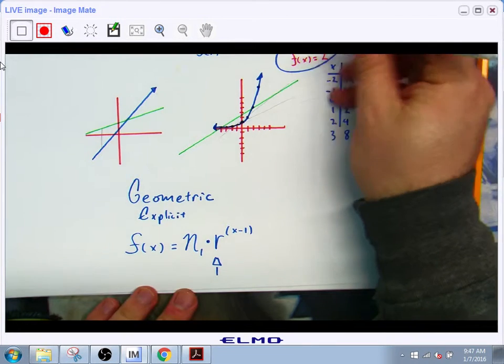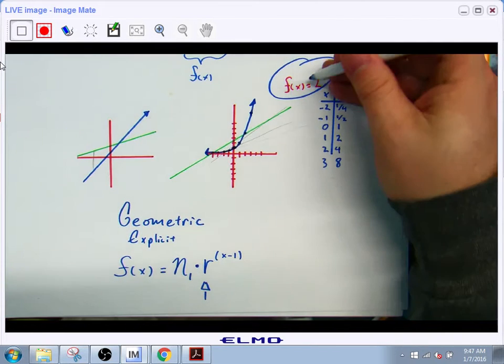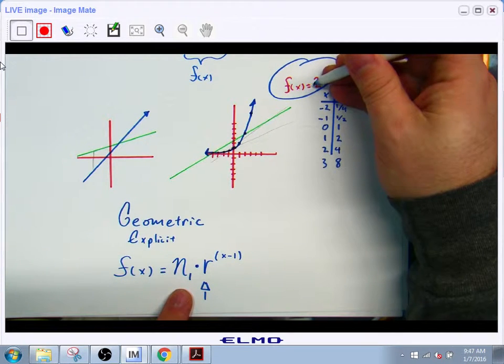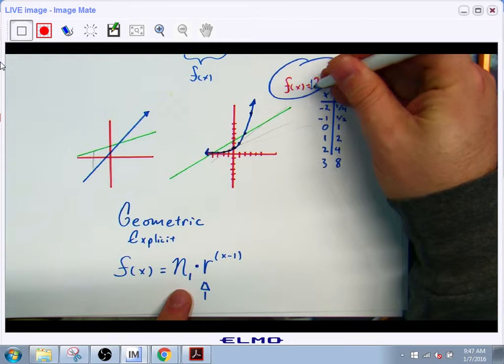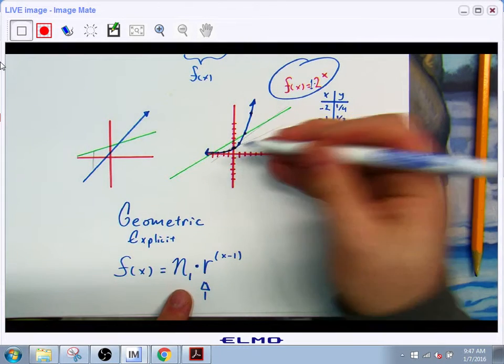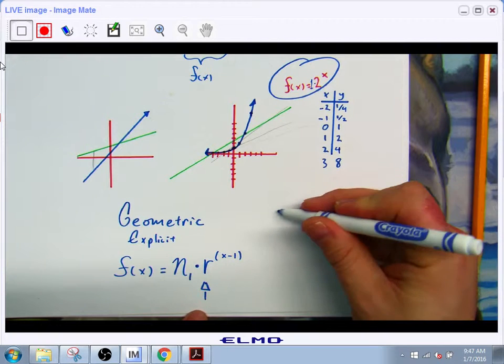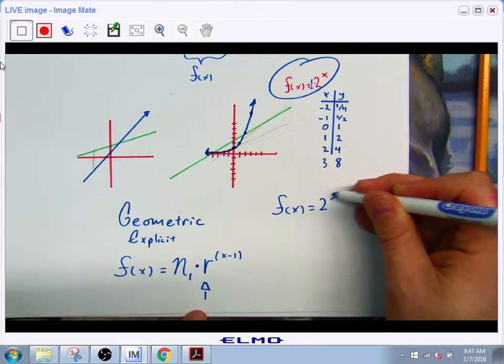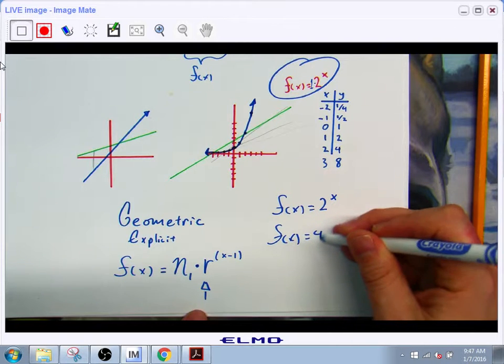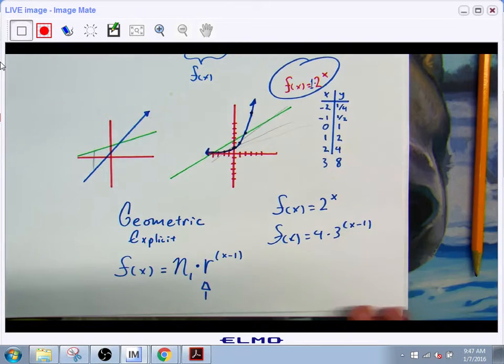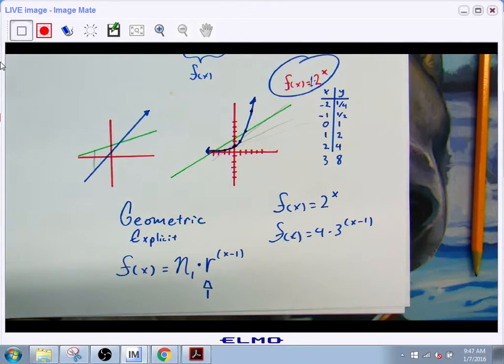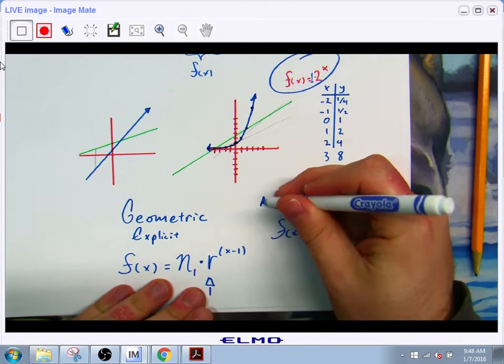So for this one, this guy right here, I'll just scoot this down a little bit. We can see, well, where's the n1? Well, we know there's an invisible 1 right here. So we know that our first term is 1, and sure enough, that's true. But 2 to the x, well, that's our rate, right? So if I had f of x equals 2 to the x, and I had f of x equals 4 times 3 to the x minus 1, if I had something like that, and I asked you which of these had the greatest rate of change, which one grew faster, which one approached infinity at a faster rate, would it be equation A or equation B?